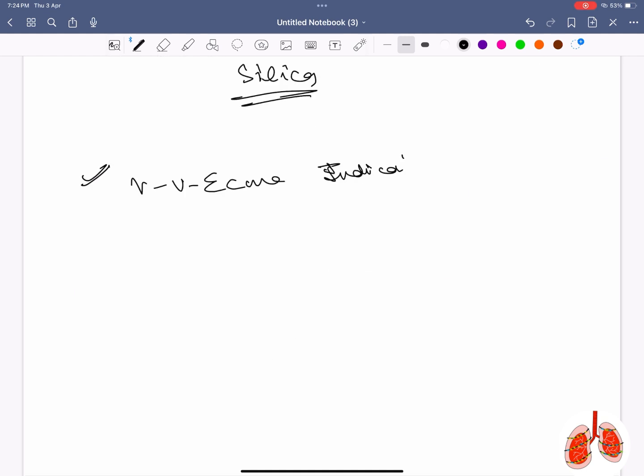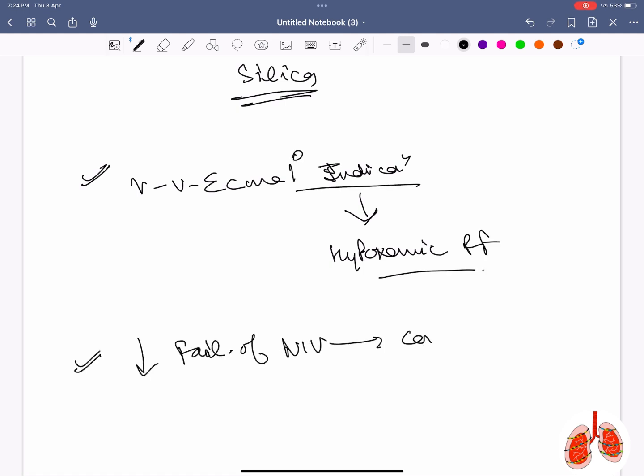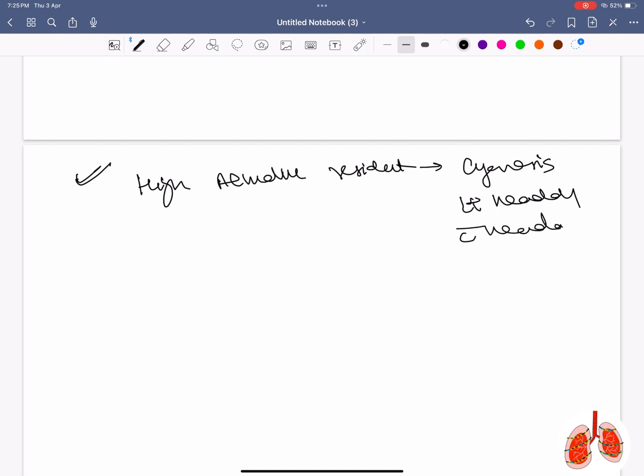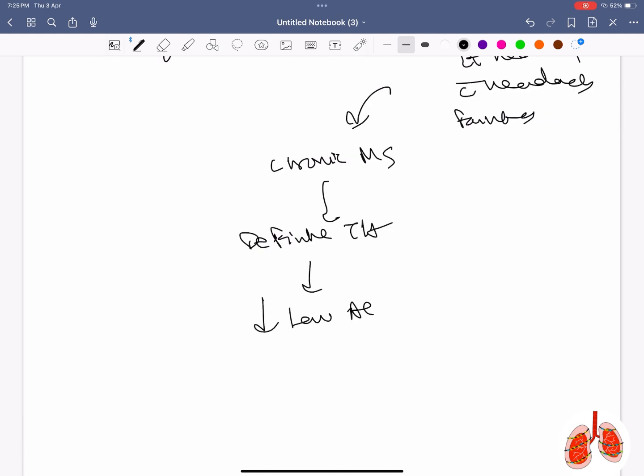Primary indication of VV ECMO is acute hypoxemic respiratory failure. Least failure rate of NIV is when applied for cardiogenic pulmonary edema. A case of chronic mountain sickness. So what will be the definitive treatment in this patient? Answer is bring the patient to a lower altitude.